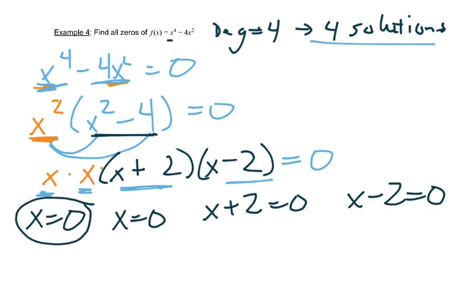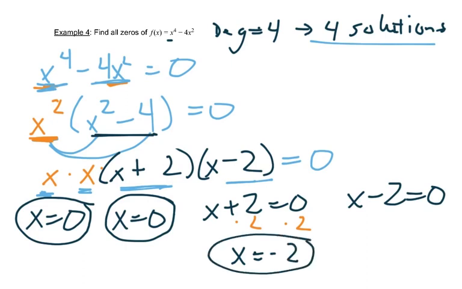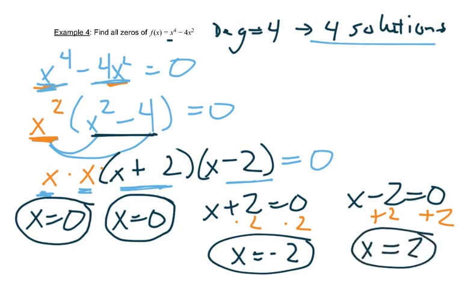This one's solved. This one's solved. Here I do minus 2 on both sides, so x equals negative 2. And here I do plus 2 on both sides, so x equals positive 2. So I have 4 answers. If you're writing them as a solution set, you wouldn't write that 0 more than once. You would just write it once.